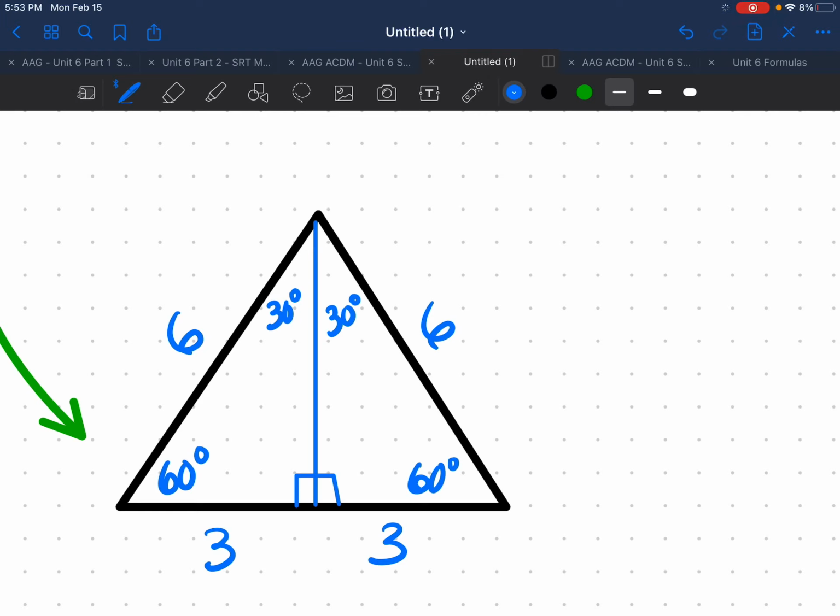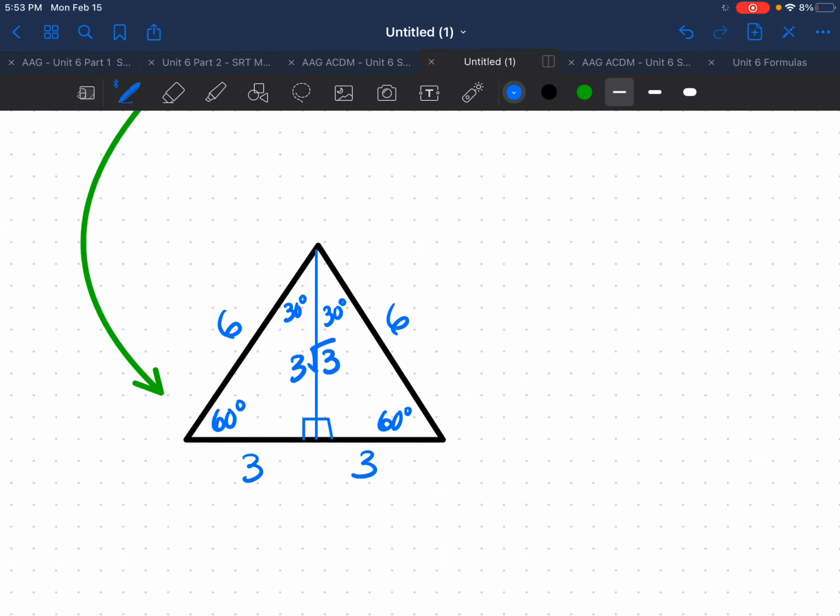Very good. Now, don't forget that this is usually our 2x side, this is our x side, and this would be our x radical 3 side. So we're going to take our short leg here, multiply by radical 3, and we're going to get 3 radical 3.